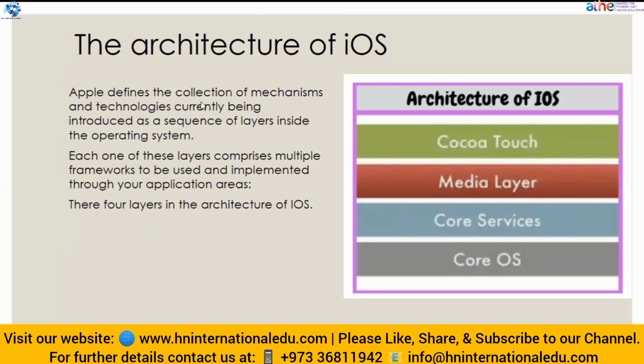Apple defines the collection of mechanisms and technologies currently being introduced as a sequence of layers inside the operating system. So in the operating system of iOS, we have a sequence of layers, and these are the collection of mechanisms and technologies which are used in the iOS platforms. Each one of these layers comprises multiple frameworks to be used and implemented in your application areas. There are four layers in the architecture of iOS.